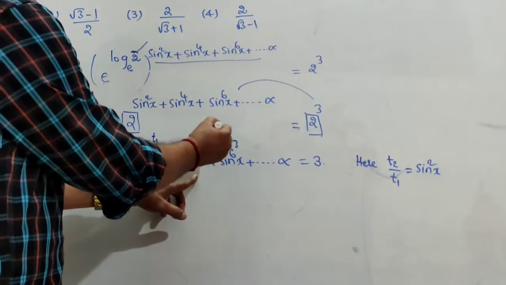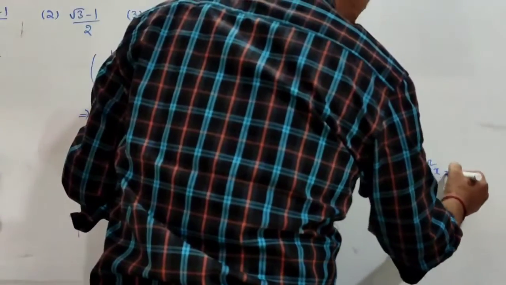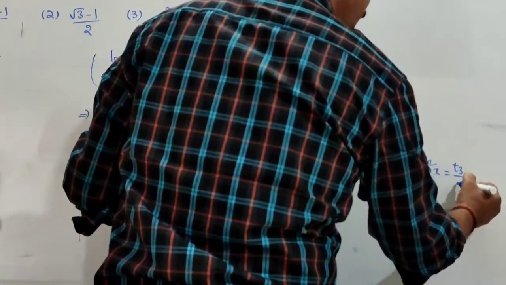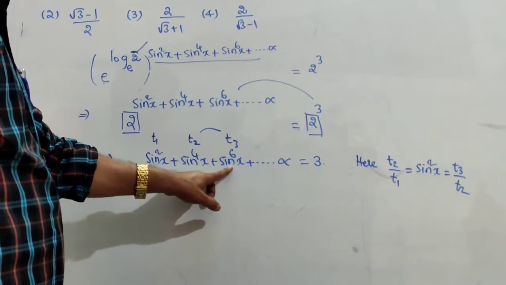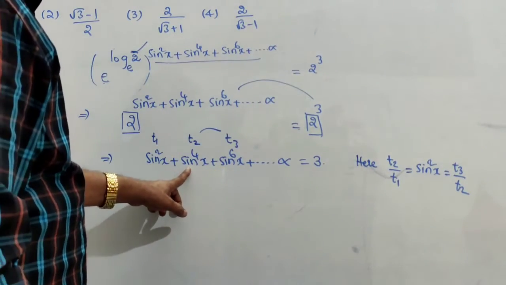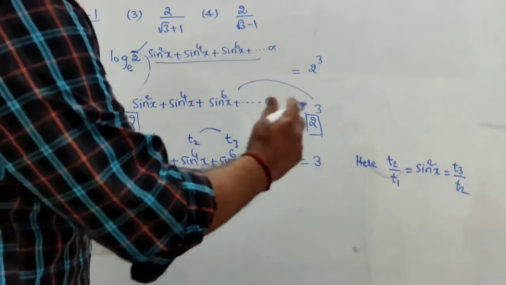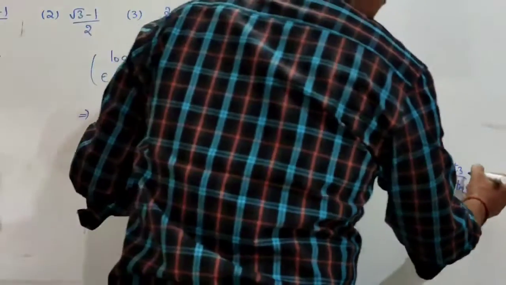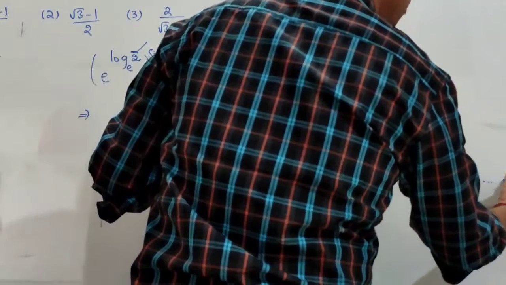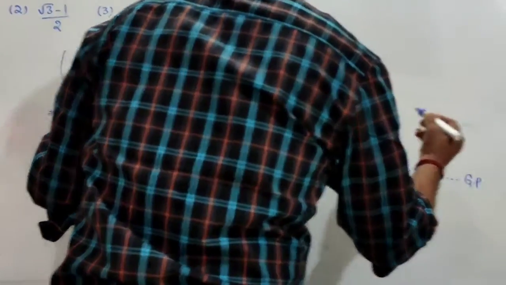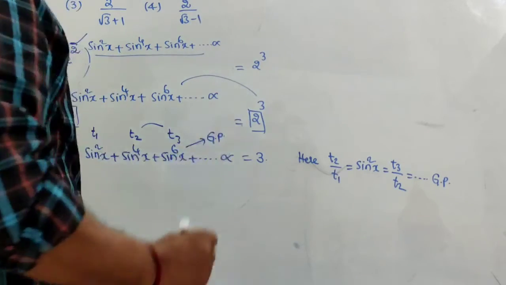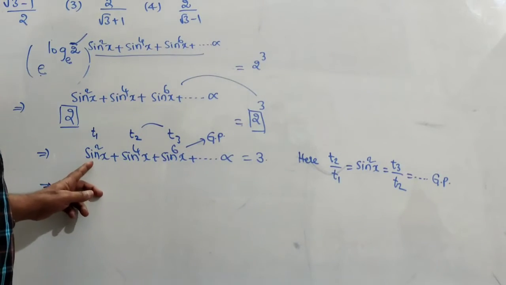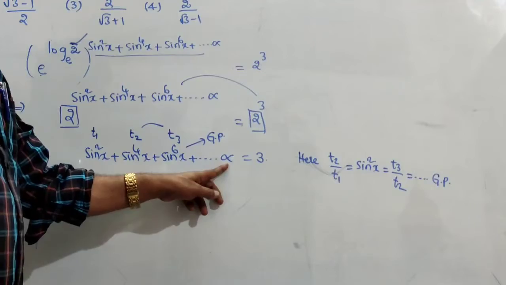Okay. Next, t3 by t2. So t3 by t2 means sin to the power of 6x divided by sin to the power of 4. It is sin square. Okay. So therefore, what does it mean? It is a geometric progression. So this is a geometric progression, and we need the sum of infinite terms.